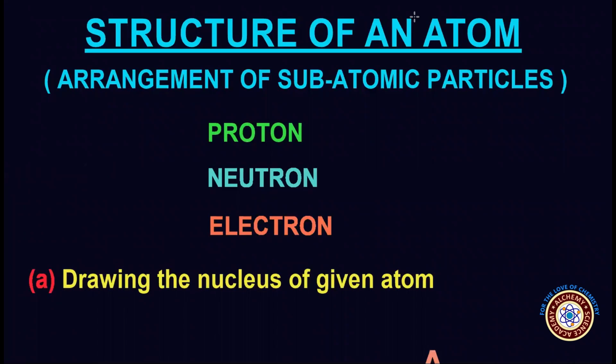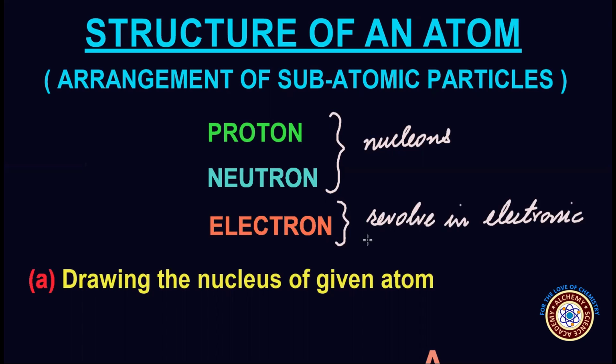We know that there are three subatomic particles which constitute an atom, and they are proton, neutron and electron. Proton and neutron reside in the nucleus and hence are collectively called nucleons, whereas electrons are the subatomic particles found in the planetary of the atom, and they revolve in electronic shells with fixed energy.